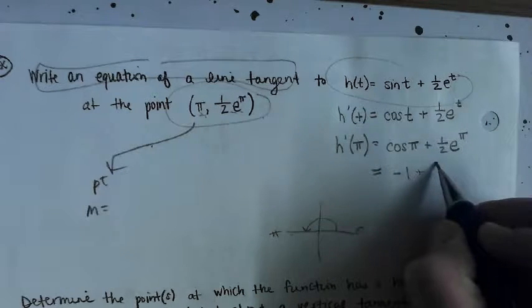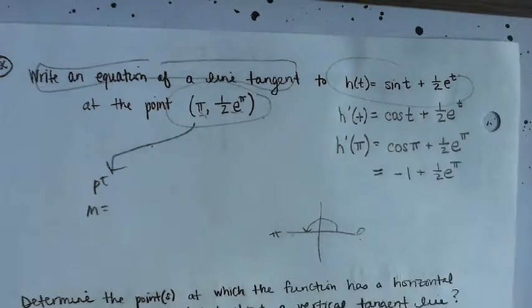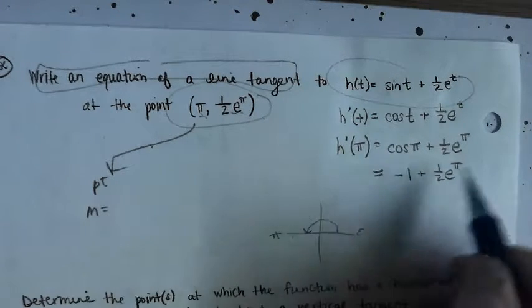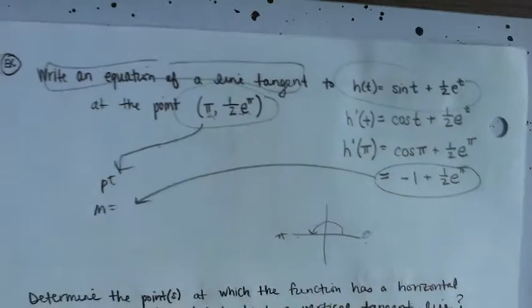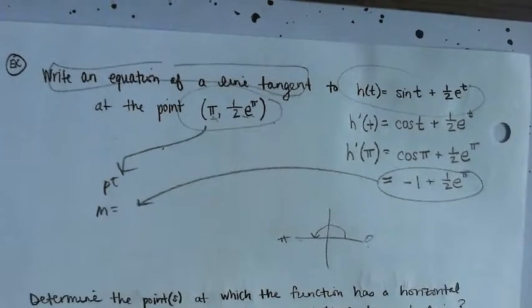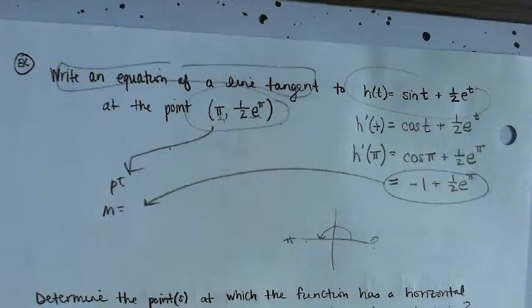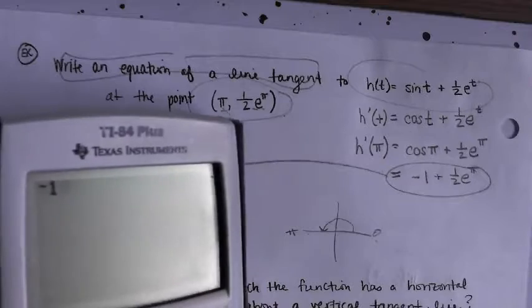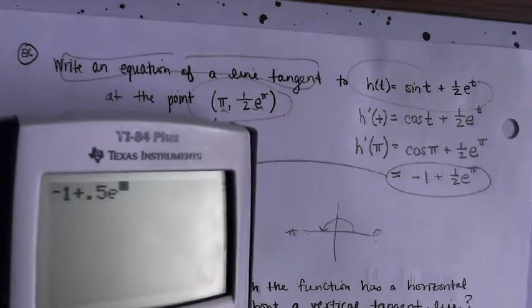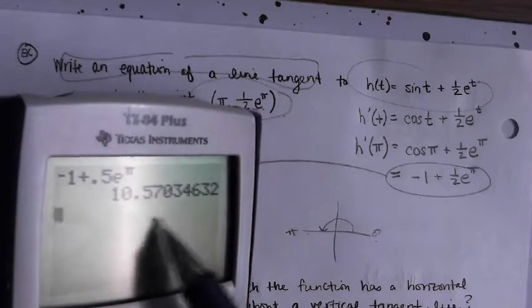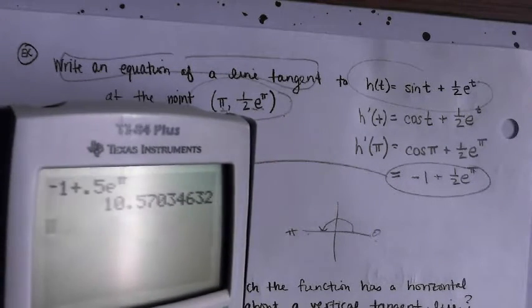Plus, you have to live with that. -1 plus 1/2 e to the pi. So there's your slope. Not a nice single numerical value, right? I'm just going to prove it to you. Negative 1 plus 0.5 e to the pi power. Not a pretty slope, but at least now we can see the somewhat magnitude of it, 10.57.